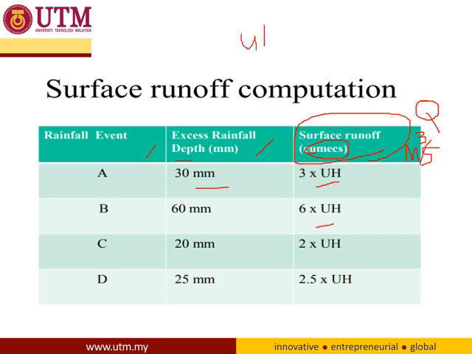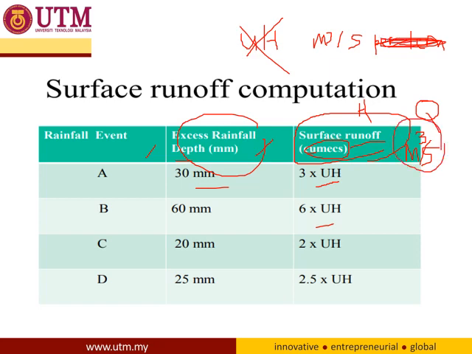Remember, the unit of the unit hydrograph is meter cube per second over 1 cm, right? But you have already multiplied by the excess rainfall. Remember here? So now this has been eliminated. It means that it's not a unit hydrograph anymore. Okay, it's a hydrograph, the hydrograph for the surface runoff only. So this will be in the unit meter cube per second. You have eliminated this over 1 centimeter.